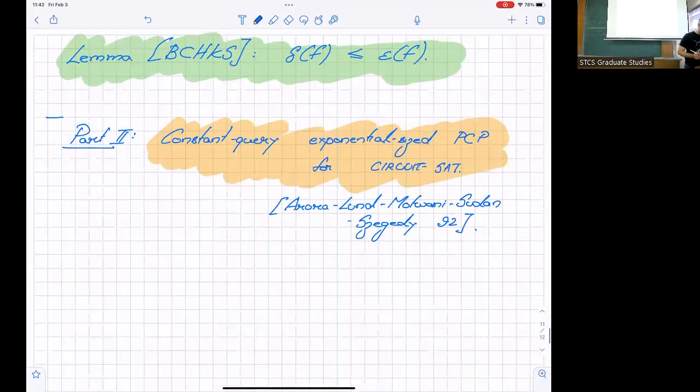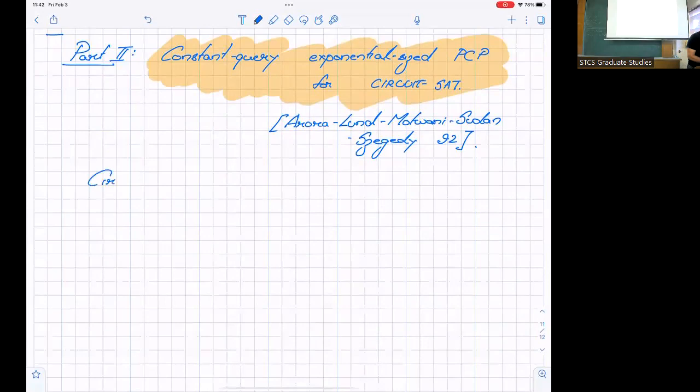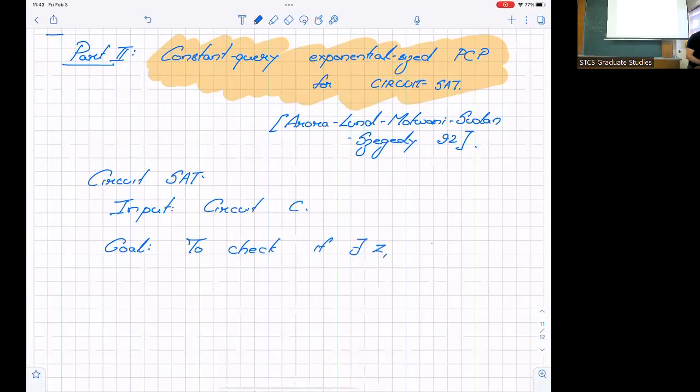So what is it that we want to do? Let's start off with the problem. We are given circuit SAT. What is it that we are given? The input is a circuit C, and the goal is to check if there exists a Z such that C of Z equals 1. That is, the circuit is satisfied. That is, there is an assignment to the input gates of the circuit such that the circuit evaluates to true.